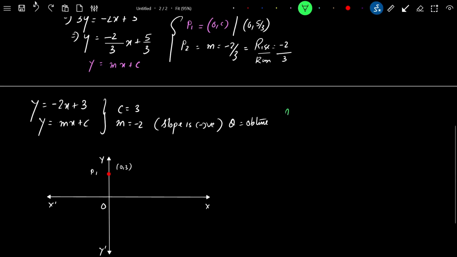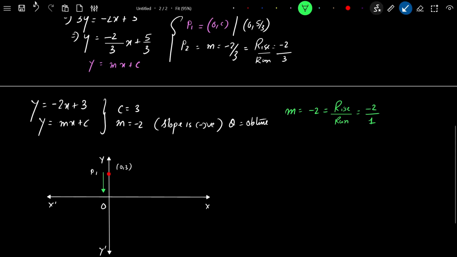Let's see what's our slope. Slope m is equal to -2, is equal to rise over run. Rise being -2, run being +1. So this time I would rise -2. So let's rise -2. That's out here.